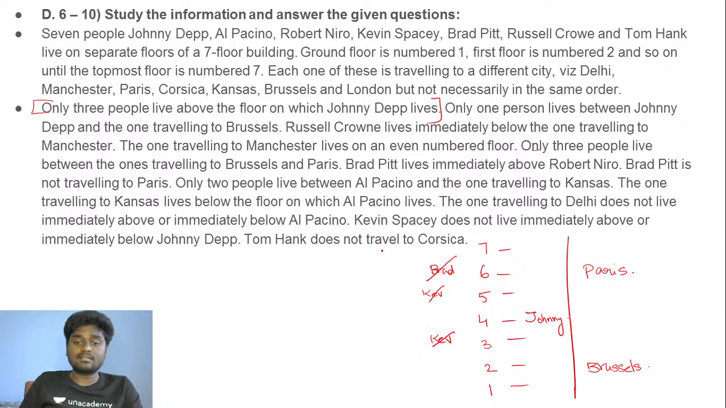And Tom Hanks does not travel to Corsica. Okay, so these are all the exclusive clues given for you, and some of the direct clues we have already taken. I think the only direct clue you can get from this given passage is Johnny Depp residing on the 4th floor. Other than that, whatever we did, that is the Brussels and Paris, everything is something like a trial and error. So we'll blindly go for trial and errors, and let's see whether this works out or not. If it doesn't, we'll go for the next trial.